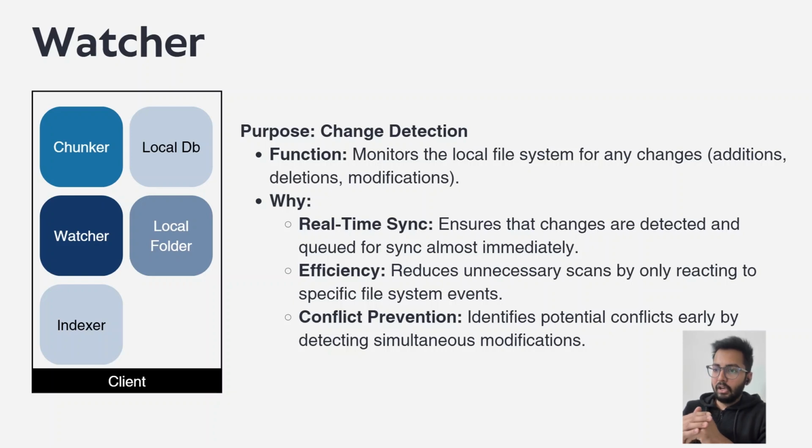Why is it used? The first use is real-time syncing. Watcher ensures that changes are detected and queued for sync almost immediately. So whenever a user adds a file, deletes a file, or makes any changes in a file, Watcher would be the one identifying that change. The second use is efficiency. Watcher reduces unnecessary scans by only reacting to specific file system events. And the third one is conflict prevention. Watcher identifies potential conflicts early by detecting simultaneous modifications.